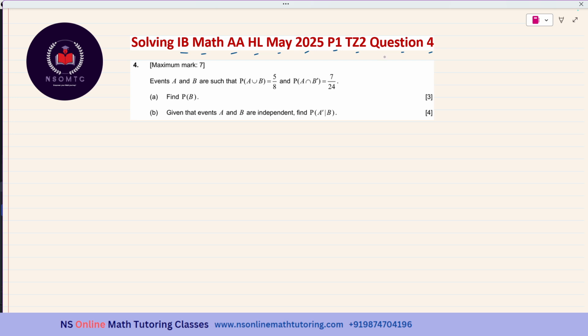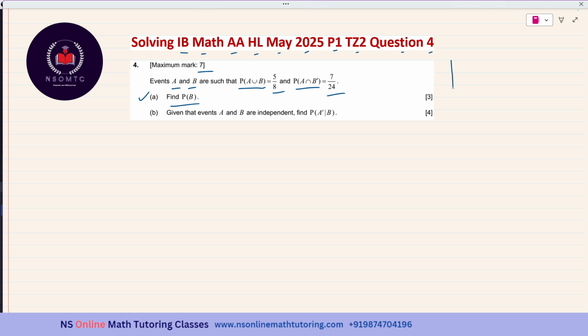So without any further delay, let us start to solve question number 4. The maximum mark is 7. Events A and B are such that the probability of A union B is 5 over 8 and the probability of A intersection B prime is 7 over 24. Part a asks: find the probability of B.